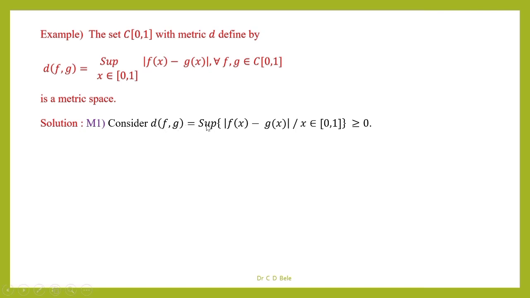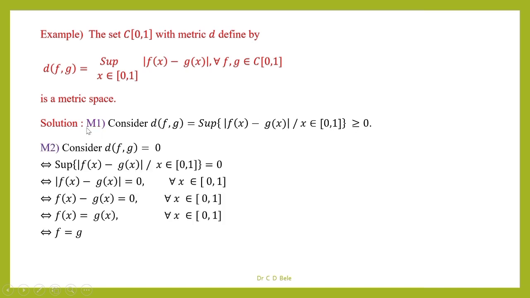By definition of d of f, g, this is the supremum of the set of all absolute values of f of x minus g of x such that x belongs to the closed interval 0 to 1. Now this absolute value of f of x minus g of x is always positive and we take the supremum of that. So this must be greater than or equal to 0, and therefore d of f, g is greater than or equal to 0. Next, consider d of f, g is equal to 0.